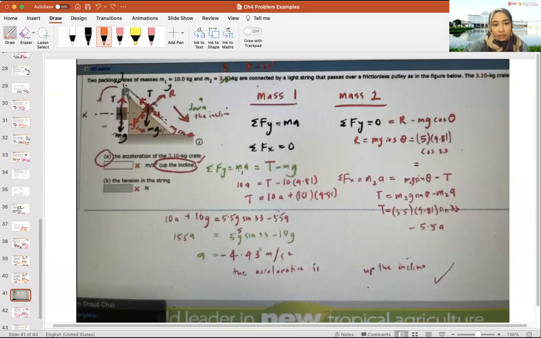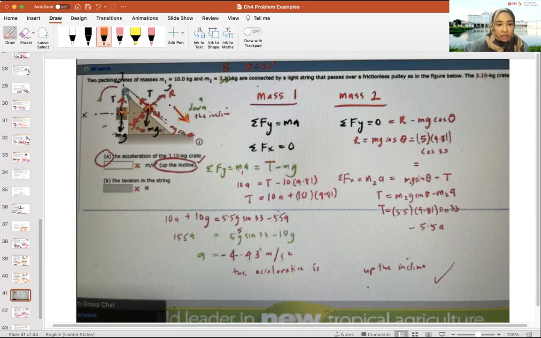If I am moving this block, either kita akan pergi ke bawah sini ataupun ke sini, kita kena pilih salah satu lah. Either we are expecting this mass to go down here ataupun we are expecting the mass to go down here. And we chose that our block M2, let me label this as M2, this is M1. We assume that M1 would be moving this way. This is our motion. The motion is going down.